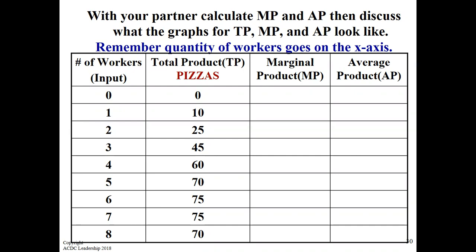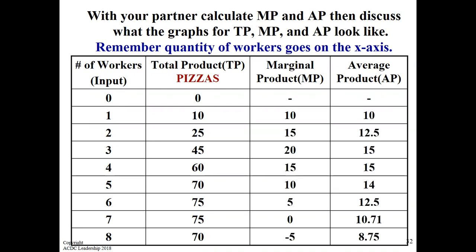All right, so again, the average is total divided by the number of workers. We're going to finish yesterday's worksheet, if you have the worksheet. And there would be the numbers. So here, it would be 45 divided by 3 is 15, 60 divided by 4 is 15, 70 divided by 5. That's the average.